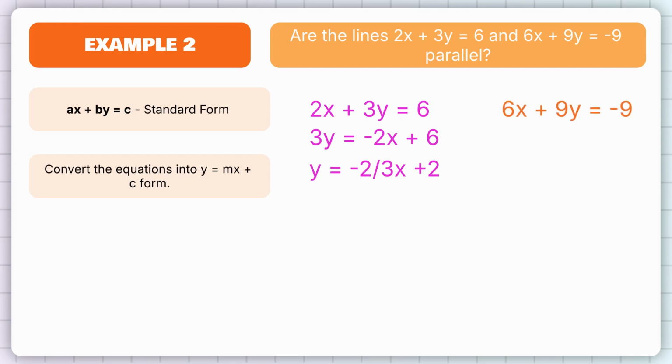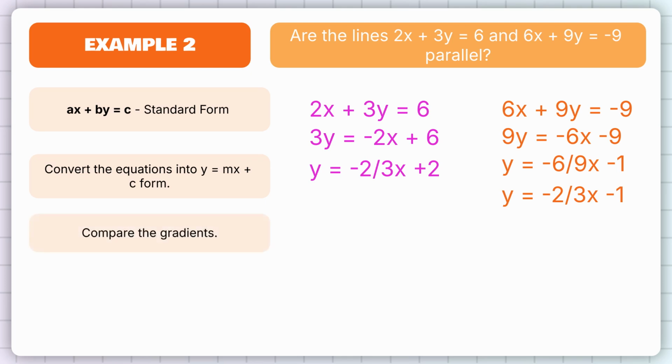For our second equation, we subtract 6x from both sides and divide by 9. After simplifying, we get y equals minus 2/3 x minus 1. Now both equations are in the form y equals mx plus c. The slope of the first line is minus 2/3. The slope of the second line is also minus 2/3. Since both lines have the same slope of minus 2/3, they are parallel.